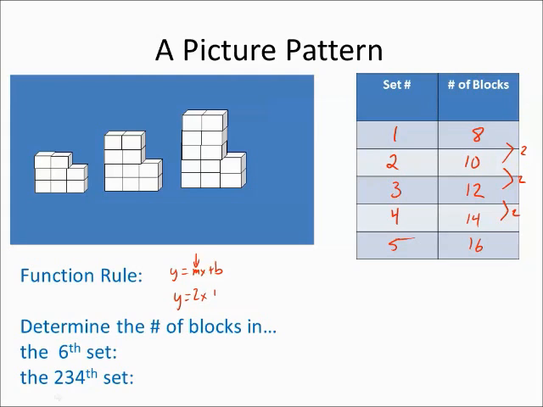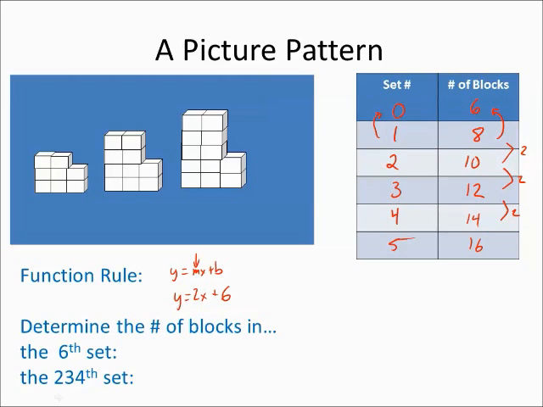Now we need to have a plus something on the end. It's tempting to put 8 there because 8 is where we started. But if you put 8, then when the set is 1, you're going to go 2 times 1, which is 2, plus 8 is 10. So it can't be 8. This number needs to be what it would be for set 0. We need to go back one more set, to what it was before we added on the first time. If I go back one more, that puts me at 6. So I go 2x plus 6.